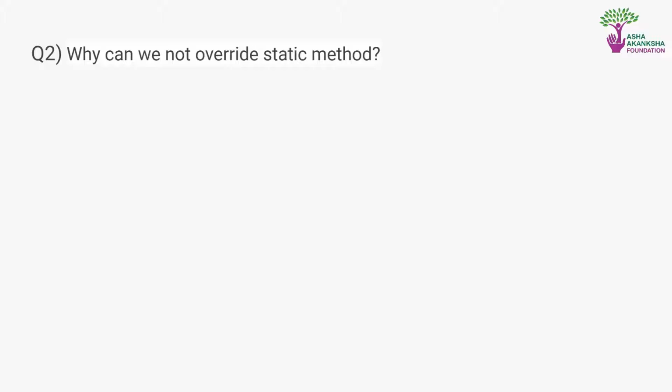Question number 2, why can we not override static methods? This is because static methods belong to the domain of the class and not to the domain of our objects, and thus we cannot override static methods. So if a subclass inherits from this class and tries to make a method of the same name, which is static, it will not be considered as overriding. It will just be a new static method of that child class, and that will have its domain as that child class itself. So thus static methods cannot be overridden.